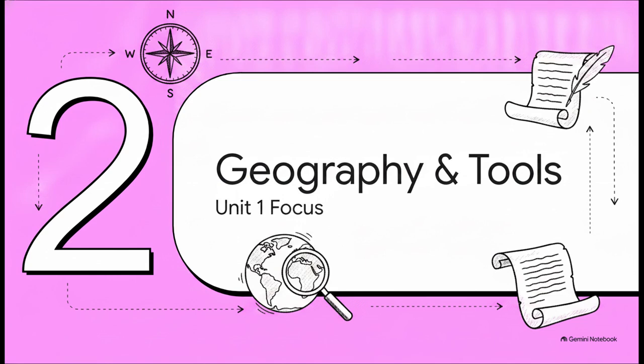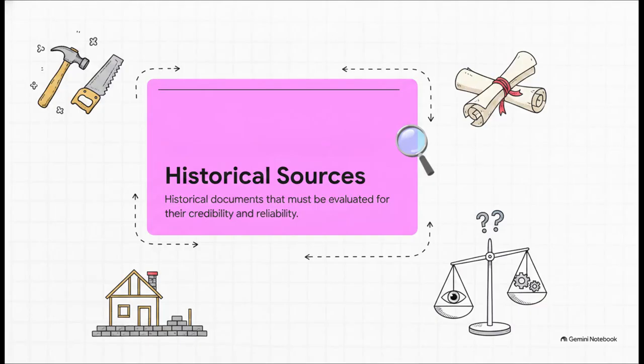Moving right into Section 2, Geography and Historian Tools. This corresponds to Unit 1. Think about it this way. Before you can build a house, you need tools, right? And before you can study history, you have to know how to think like a historian. The crucial starting point here is understanding what primary and secondary sources are. These are our historical documents and accounts. But, and this is a big but, we don't just accept them at face value.